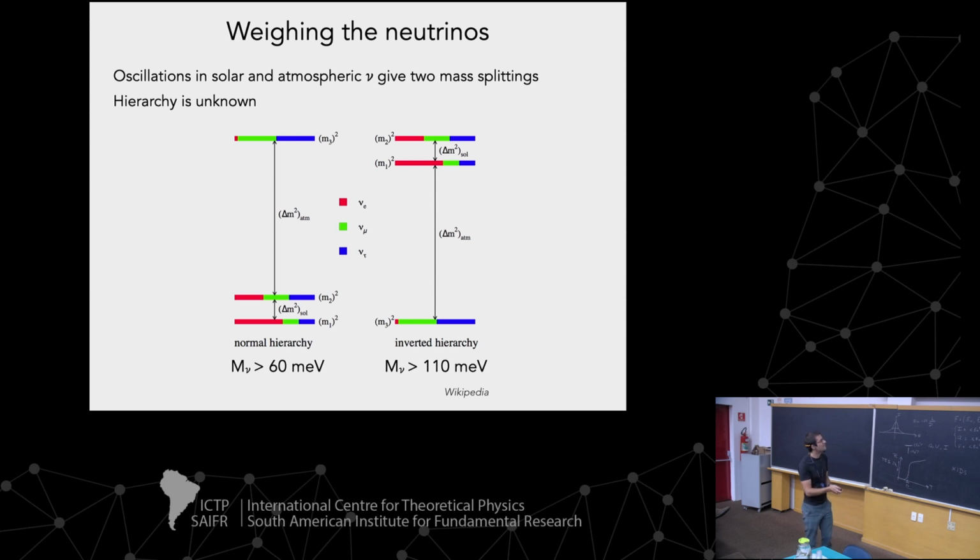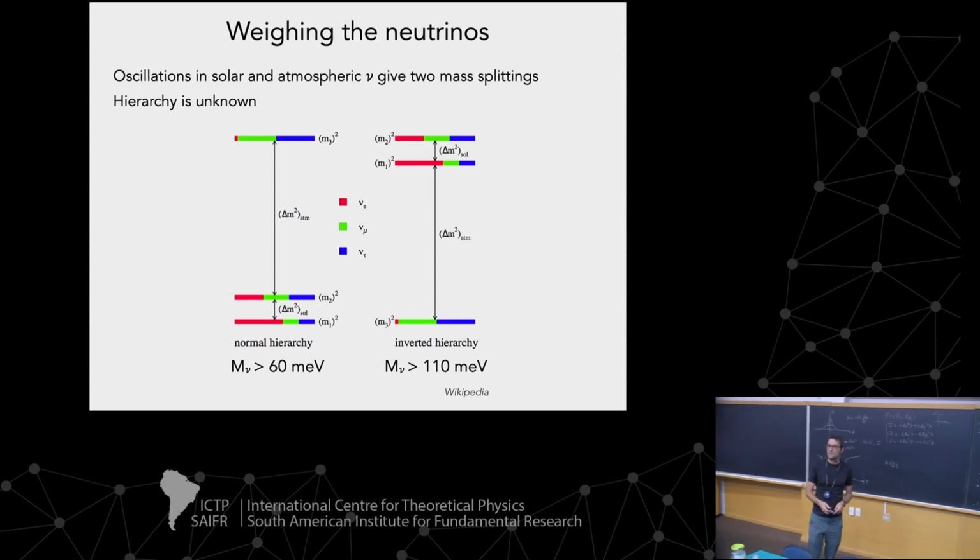And so we don't know if the hierarchy is so-called normal, with two low mass and one high mass neutrino, or if it's inverted, with one low mass and two high mass neutrinos. And on top of this, because we only know the differences, we don't know the overall mass scale of these neutrinos. And so being able to answer the question of which of these hierarchies is the correct one and what are the actual masses would be a really important contribution from cosmology.